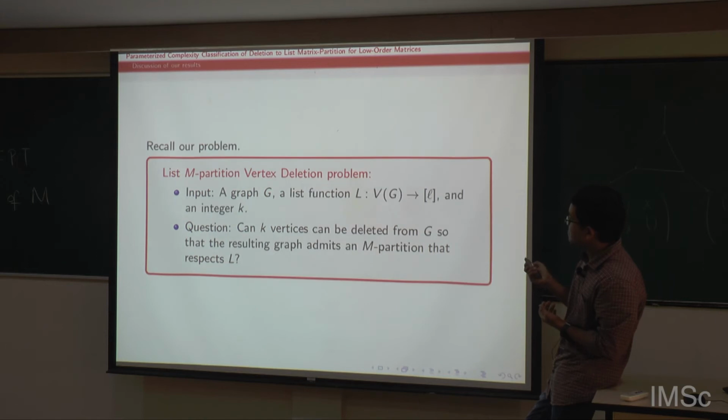Okay, so again, recall our problem. We have a lot of time. I think I'm going too fast. So again, this is our problem. Graph, list function, integer, delete k vertices so that the resulting graph has an M-partition that respects the list L. Okay.